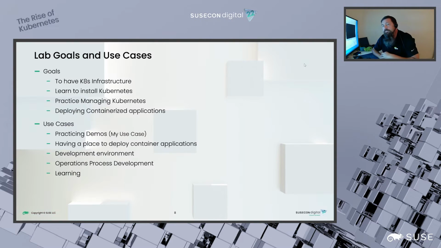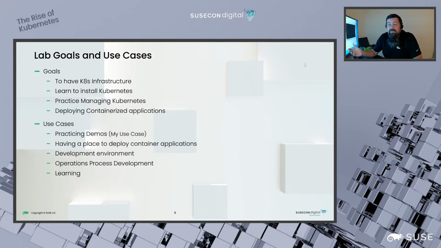So lab goals. The goal of the lab is really to be able to build out a Kubernetes infrastructure. K8s is shorthand for Kubernetes. We want to learn to install Kubernetes. We want to practice managing Kubernetes and deploying containerized applications. So these are kind of the goals of having a lab.